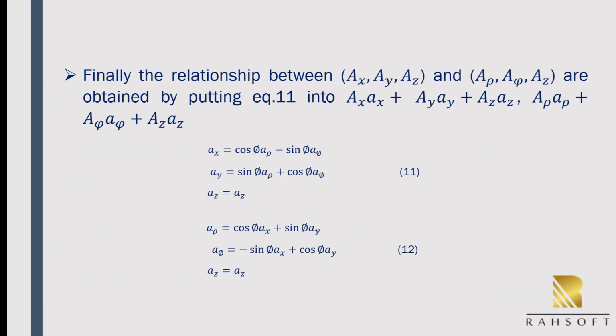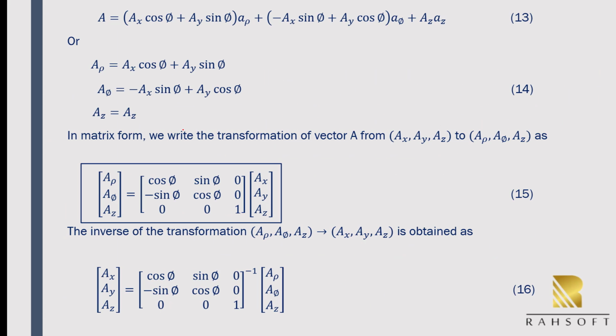So the final relationship between Ax, Ay, Az and ρ, φ, Az is obtained by putting equation 11 into A equal to Ax unit vector x plus Ay unit vector y plus Az unit vector z. So we will get this equation here: A equal to (Ax cos φ plus Ay sin φ) unit vector ρ plus (minus Ax sin φ plus Ay cos φ) unit vector φ plus Az unit vector z.